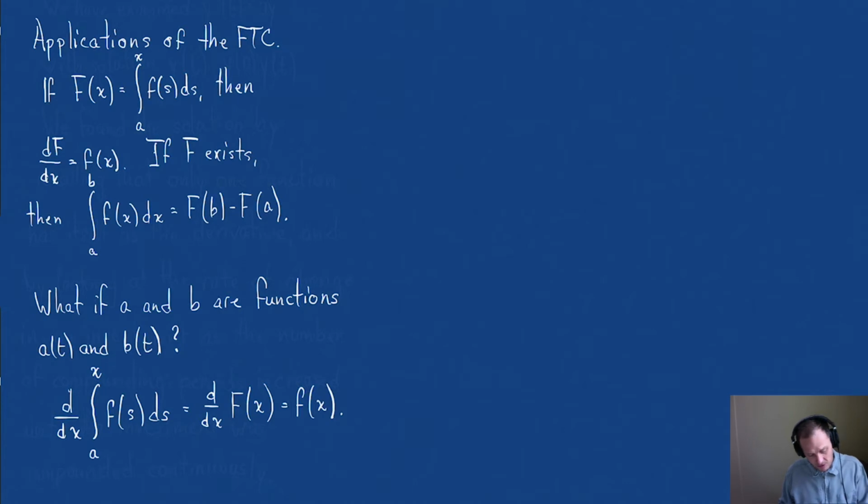But watch what happens if we take the derivative with respect to t of the integral, and we'll make it t this time, from a of t to b of t of f of s ds.